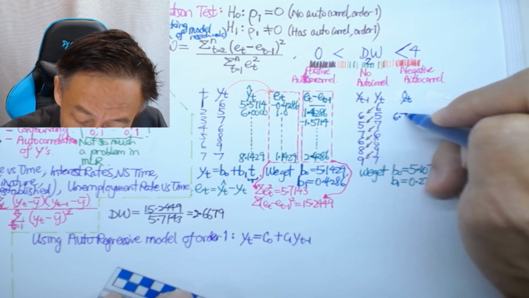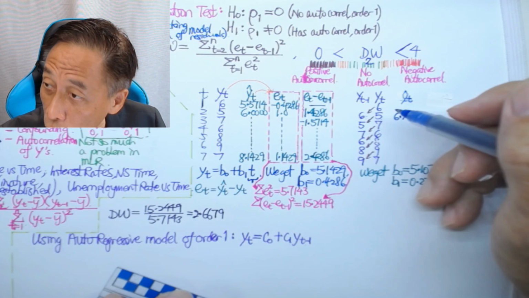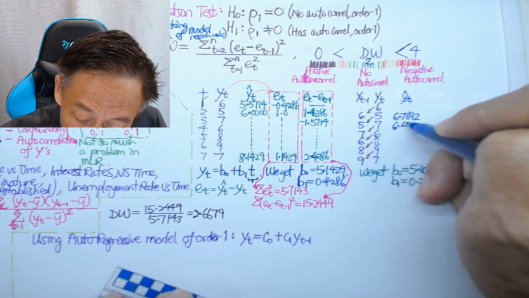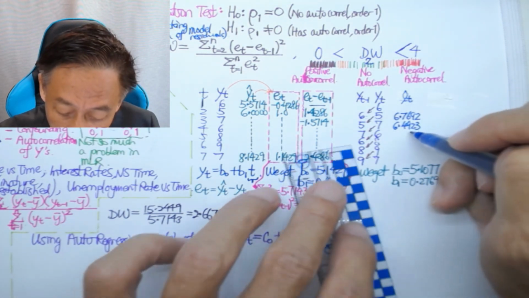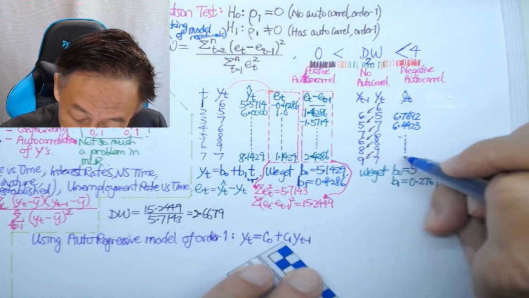So if you do that, then the first number you get should be 6.7692. Just to give you another number, 6.4923. All right, and then you keep going all the way down to the last number. I get 7.6.